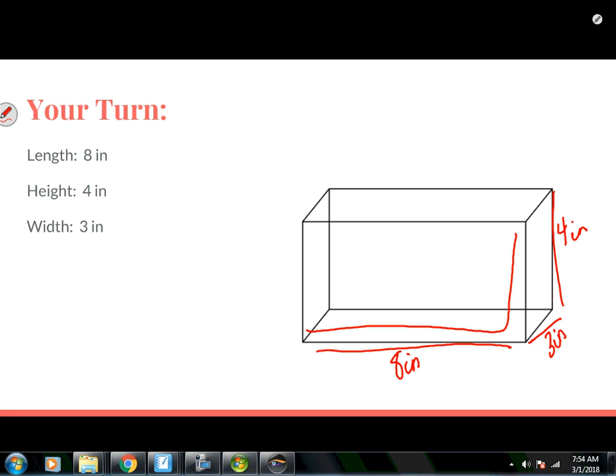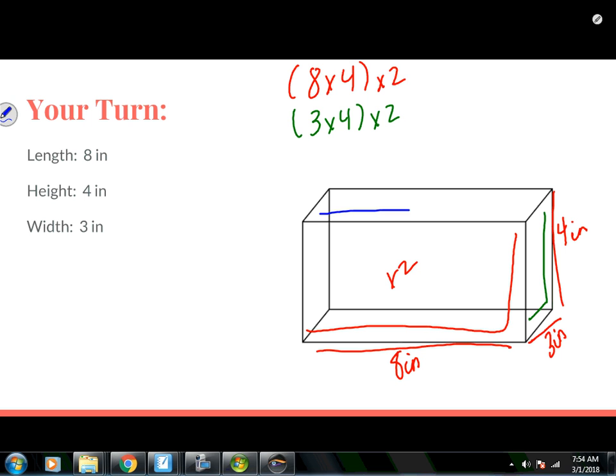So this space would be 8 times 4 times 2. This space would be 3 times 4 times 2. And this space would be 8 times 3 times 2.